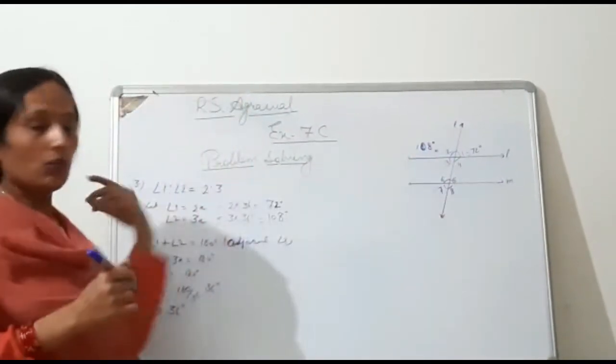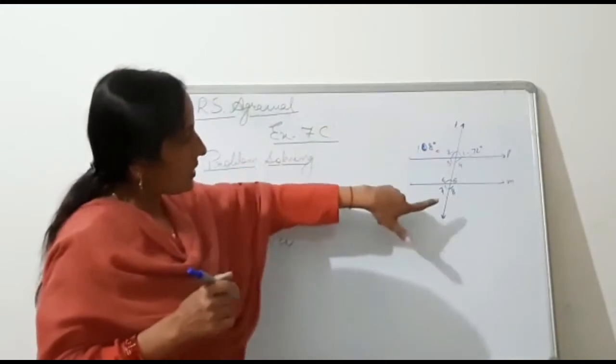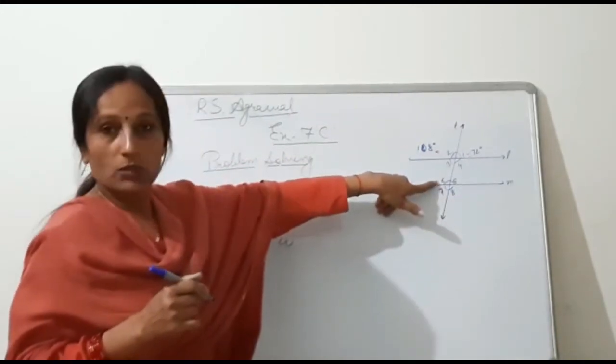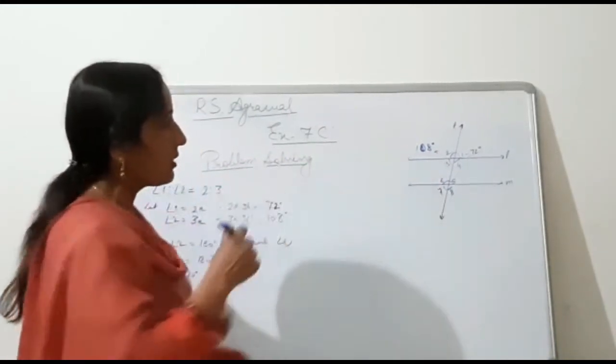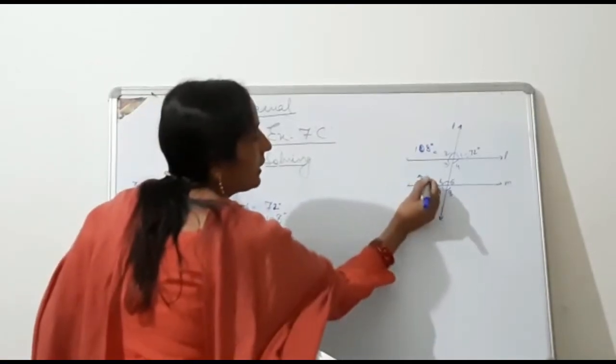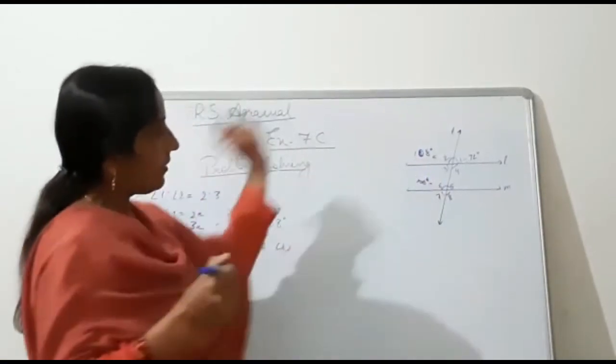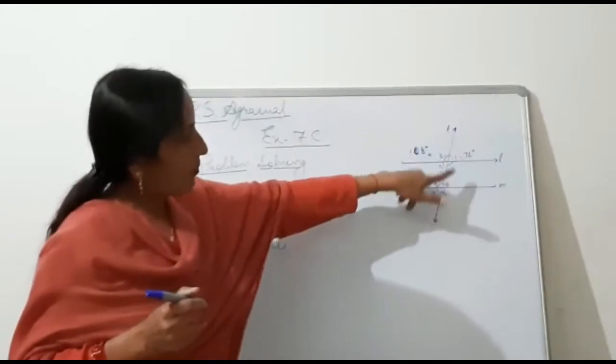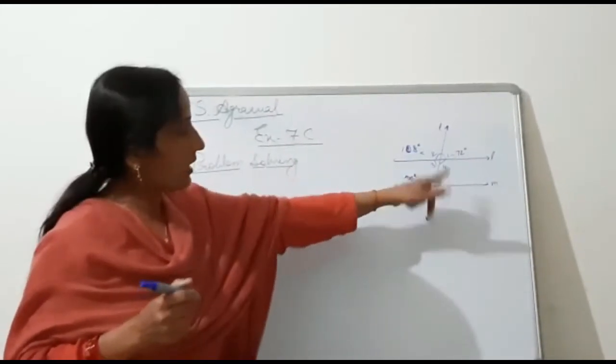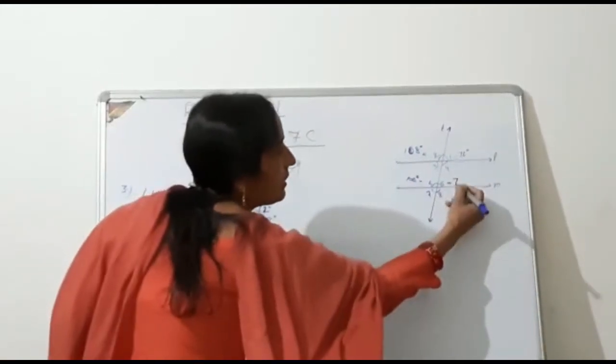108 degree. Now we will see here. Angle 2 is equal to angle 6 because both are corresponding angles. So angle 6 will be 108 degree. Okay. And angle 1 is equal to angle 5 because both are corresponding angles. So here angle 5 is equal to 72 degree.